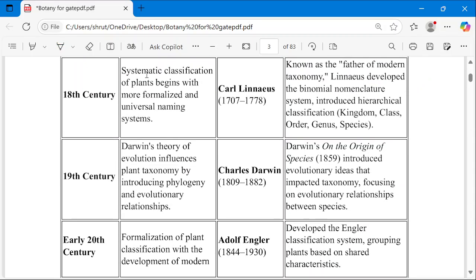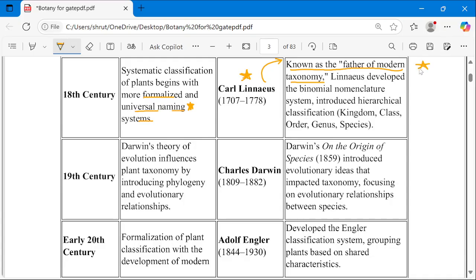the 18th century. This is the century of Carl Linnaeus. We all know Carl Linnaeus. Here the systematic classification of plants begins, with a more formalized and universal naming system. The universal naming system is important. He is known as the father of modern taxonomy. So who is the father of modern taxonomy?